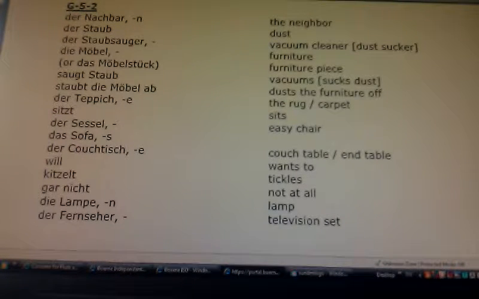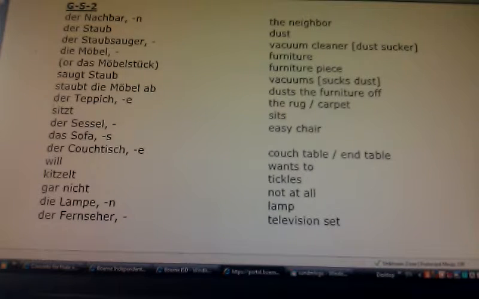or Sabine saugt Staub, that's how that works. And then there's staubt die Möbel ab. That means dusts the furniture off, because abstauben means dusting, and it's also slang for making a killing, which means making a whole bunch of money. But that's not what this is about. Abstauben here, staubt die Möbel ab, means to wipe the dust off of the furniture. That's what it is here.